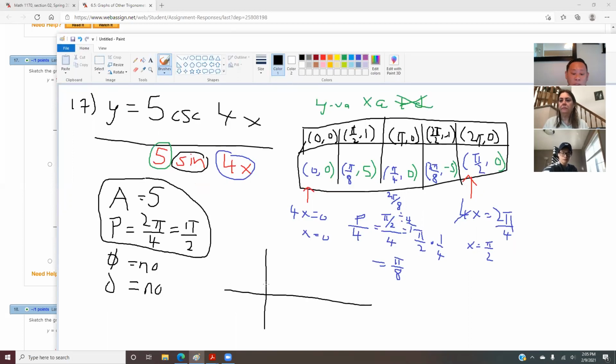So I will graph 0, 0. And then pi over 8 will be 5, all the way up there. And then pi over 4 will be back to 0. And then 3 pi over 8 will be at -5. And then pi over 2 will be back to 0. So you will get yourself a sine wave, which is a valley, a hill, and a valley. And then if you want some more, you can just continue drawing another hill and another valley.